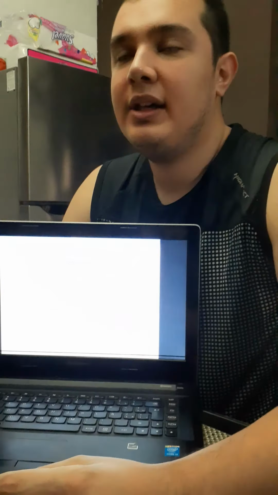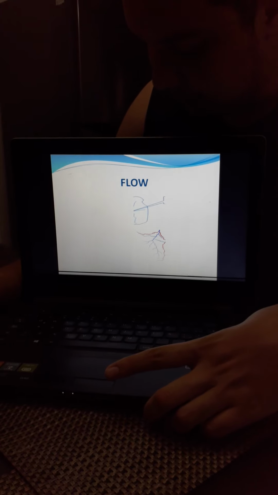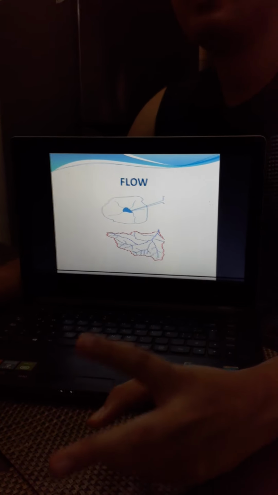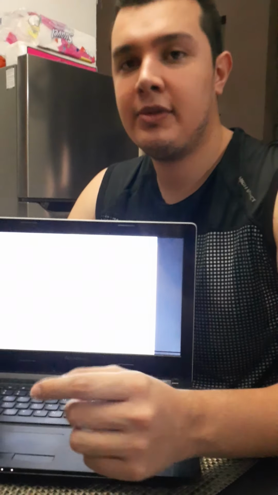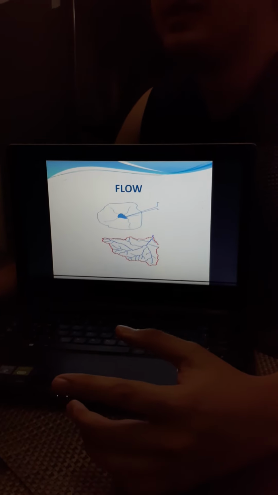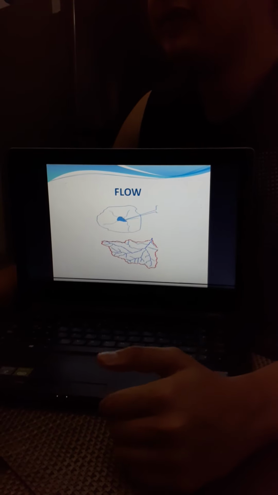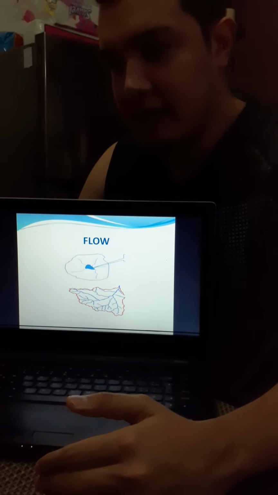To analyze the hydrological basin, it is necessary to take into account different aspects. One of the aspects is the flow. Based on the flow, we have two groups to analyze. The first one is the watersheds. In the watersheds, it's important to analyze the surface and the water that is involved in the lakes or in the rivers.